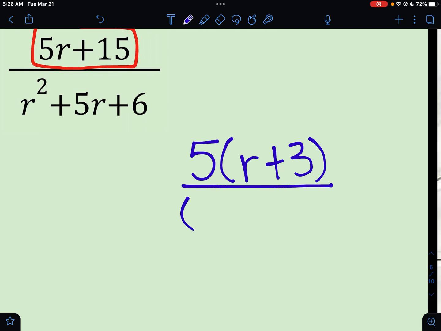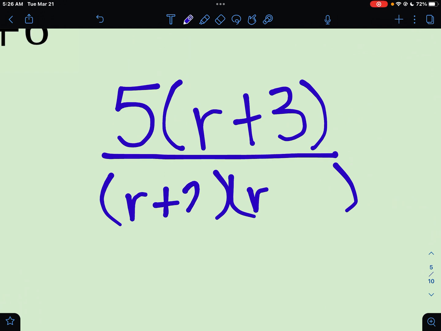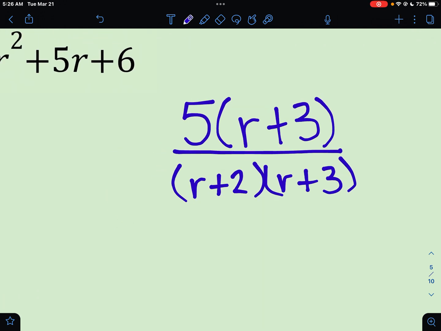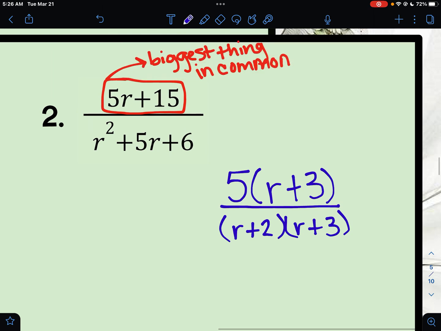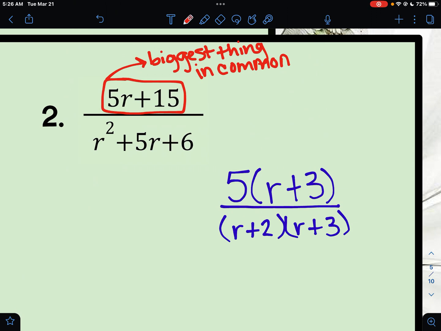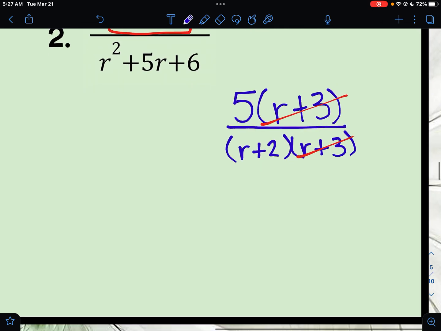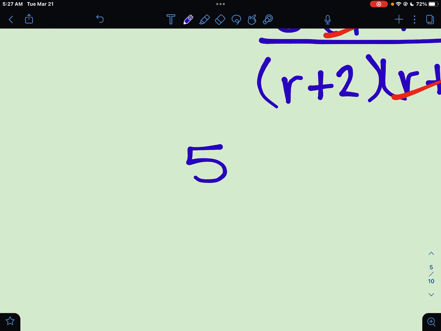Now on the bottom, I have a trinomial, and that's going to factor into 2 binomials. I know R and R. It's the only thing that'll give me R squared. I need factors of positive 6 that add to positive 5. I'm going to go with 2 and 3, which is good for my problem because there's an R plus 3 on the top, so I'm hoping those things will cancel. And they do. Okay. And I'm left with 5 over R plus 2.